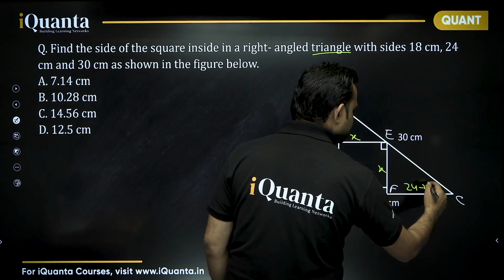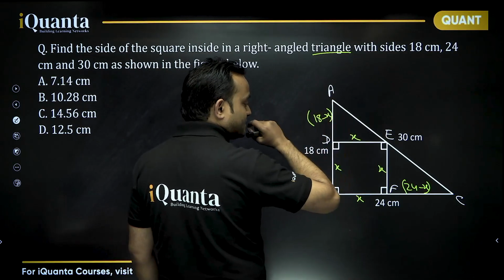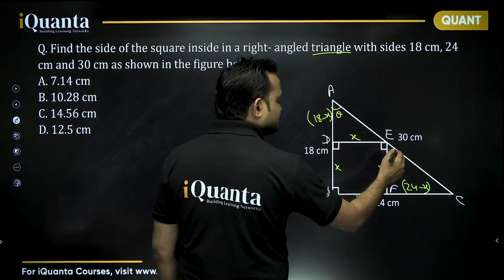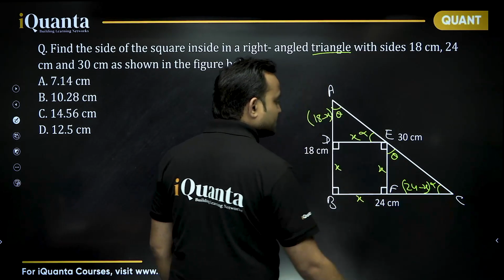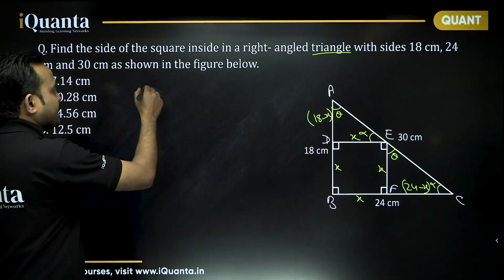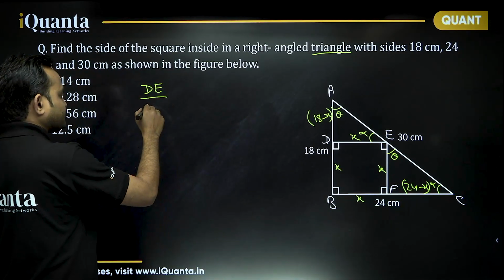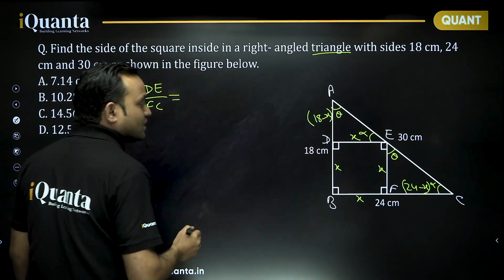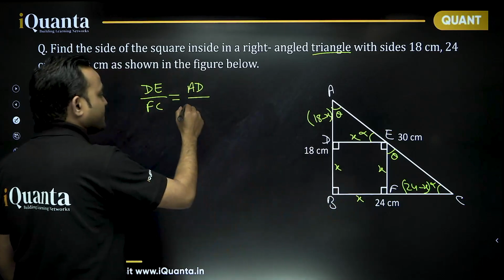Now think about these two triangles, triangle ADE, triangle EFC. If this angle is theta, this angle will also be theta. This angle is alpha, this angle will also be alpha. Can we say the ratio of sides opposite to theta, which will be DE here and here it will be FC, will be equal to the ratio of sides opposite to angle alpha, which is AD here and EF here.